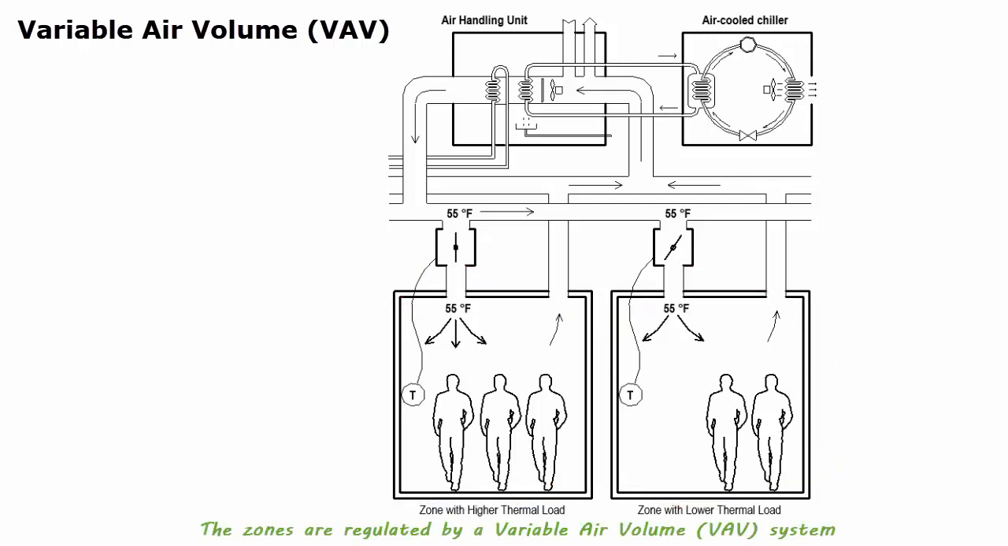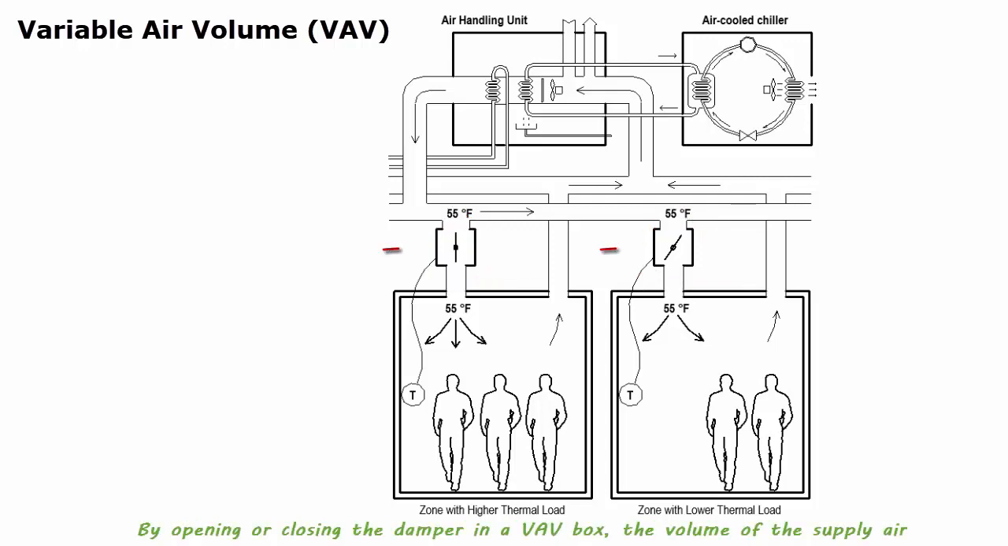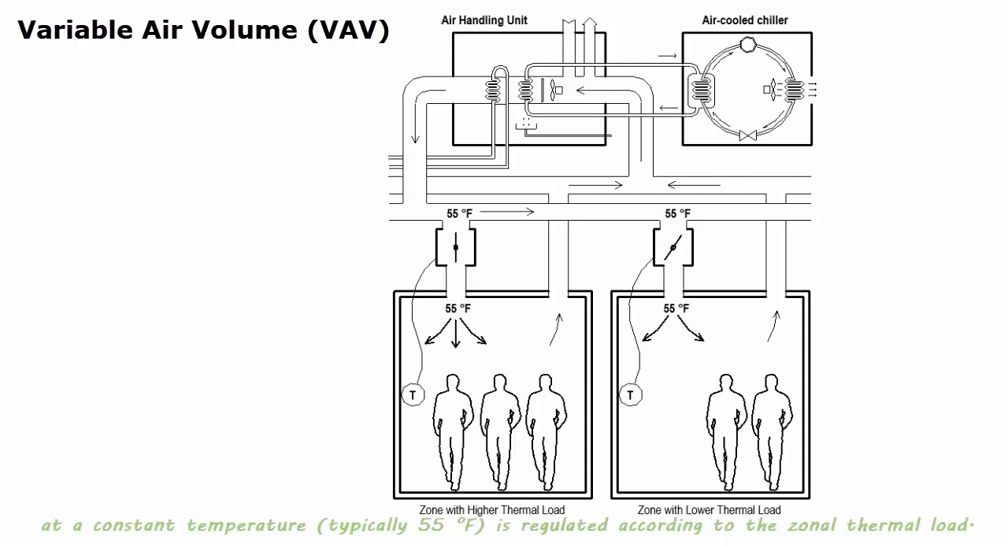The zones are regulated by a variable air volume (VAV) system that controls the amount of conditioned air delivered to the zones. By opening or closing the damper in the VAV box, the volume of the supply air at a constant temperature, typically 55 degrees F, is regulated according to the zonal thermal load.